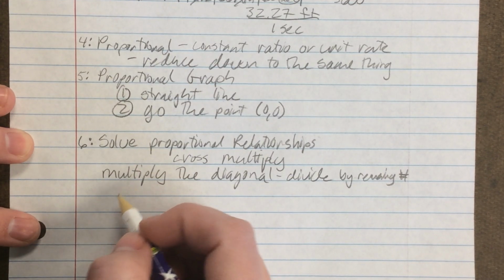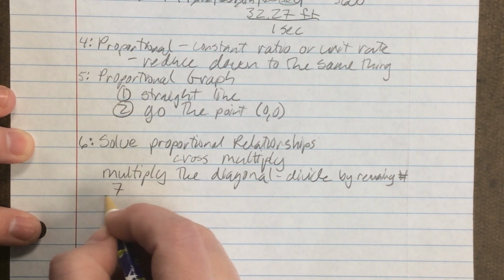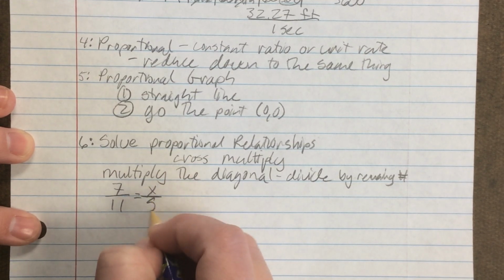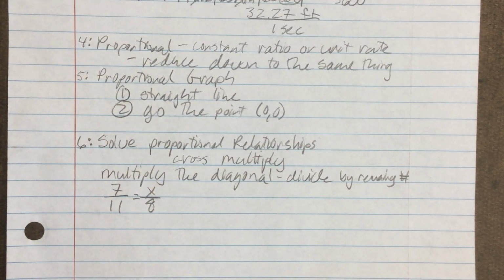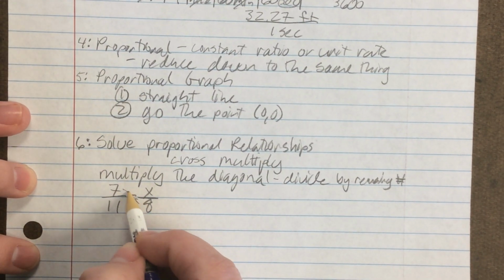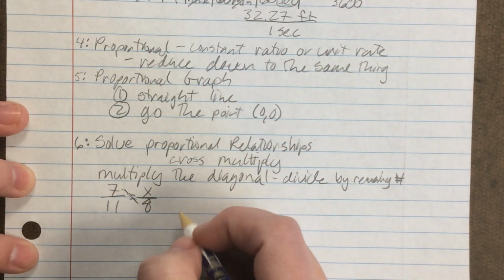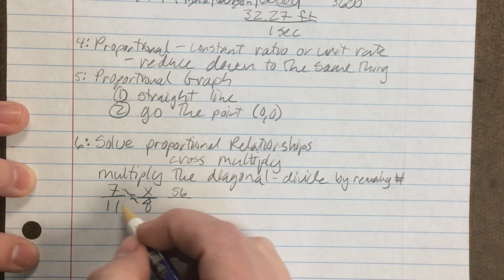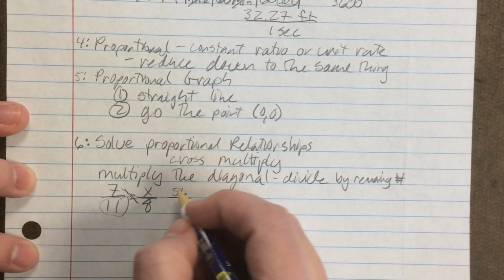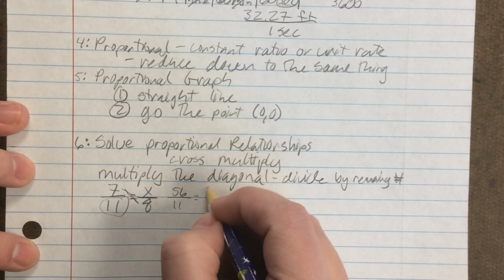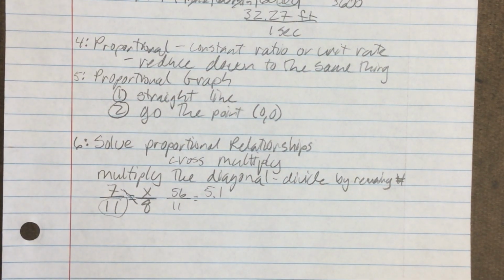So 7 over 11 equals x over 8. And we want to set up proportional relationships. So first, we're going to multiply the two numbers that are diagonal from each other. 7 times 8 is 56. And then we're going to divide that by the number we haven't used yet, which is 11. 56 divided by 11 is 5.1. Okay.